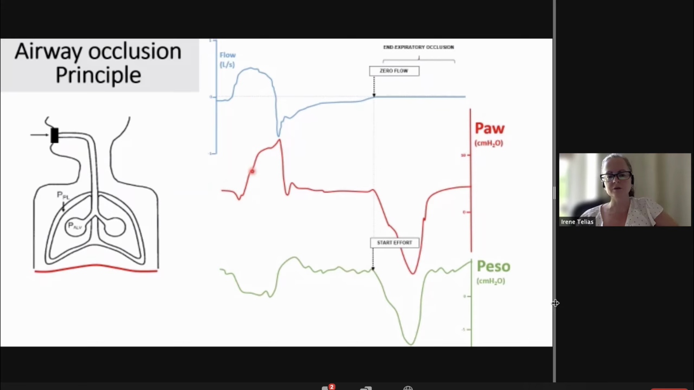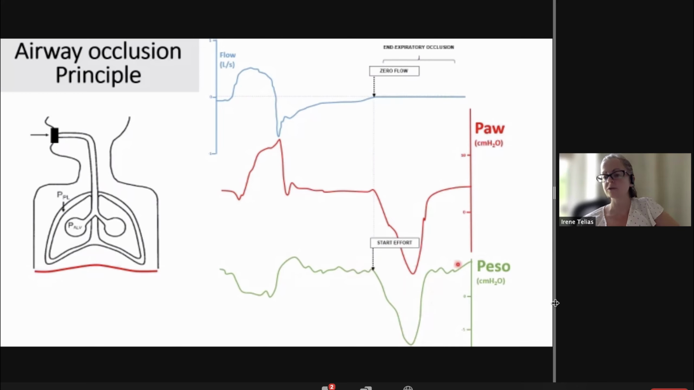Airway pressure is the second tracing in red, and esophageal pressure is the one in green. The first breath is not occluded, it's the normal breath. Air in, air out. Then we perform an expiratory occlusion with no movement of air, zero flow. When that happens, the patient takes a breath.